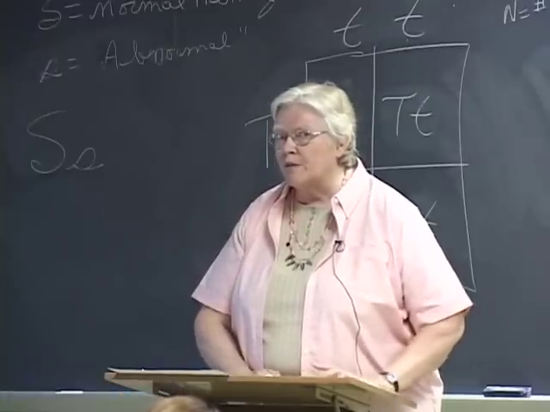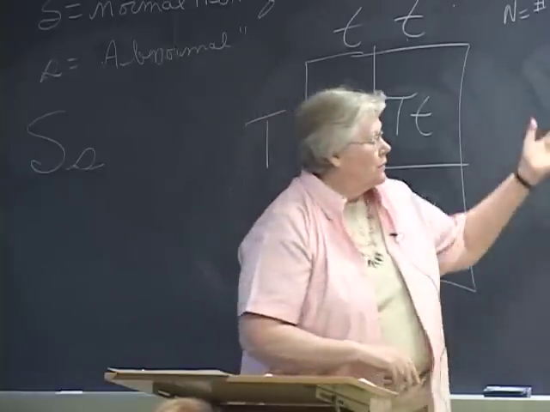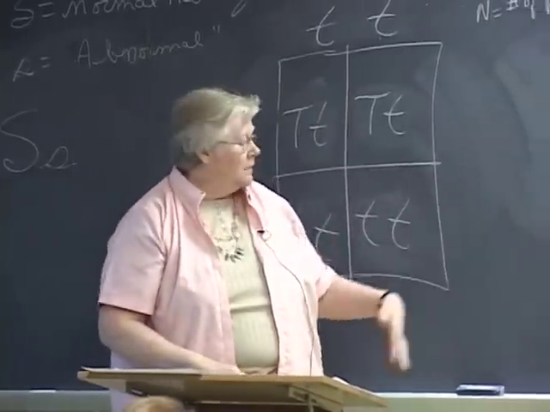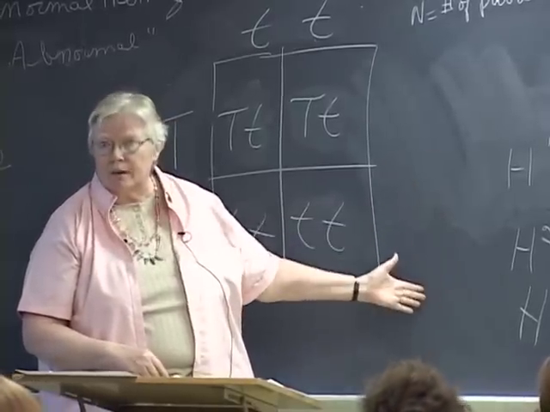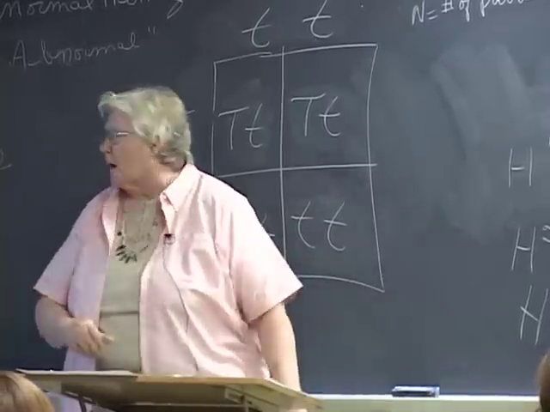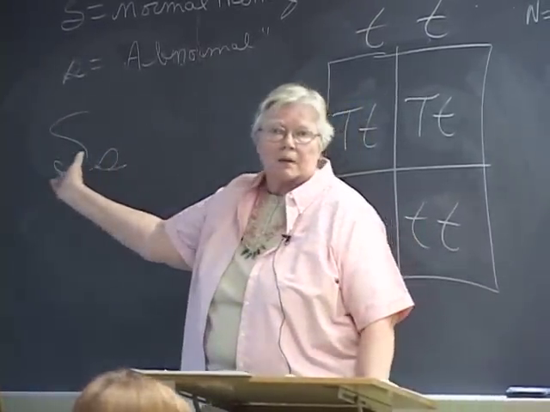Now, most of what we've talked about so far, we've only had 2 forms of the gene. You could roll your tongue or not roll your tongue. You had straight hair or curly. You had the straight gene or the curly gene. You had normal hemoglobin or abnormal hemoglobin.